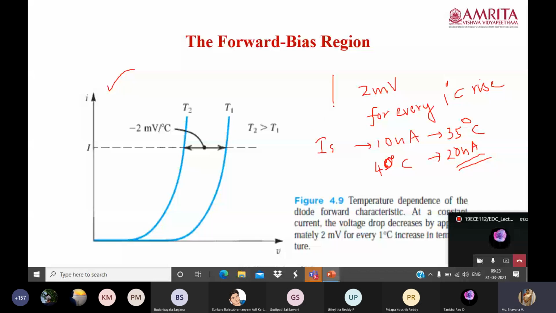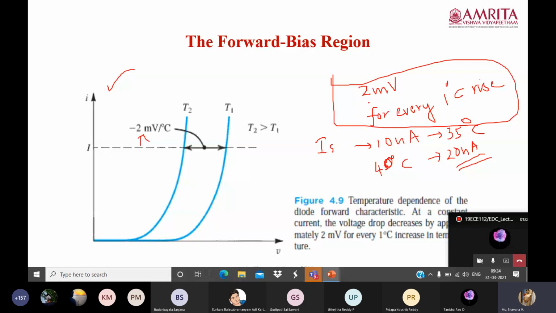So this point is important. For a constant diode current, the voltage drop decreases by 2 millivolt for every 1 degree Celsius rise in temperature. What does this minus 2 millivolt indicate? It shows a decrease. Since I used the word decrease, I have not put a minus sign here.